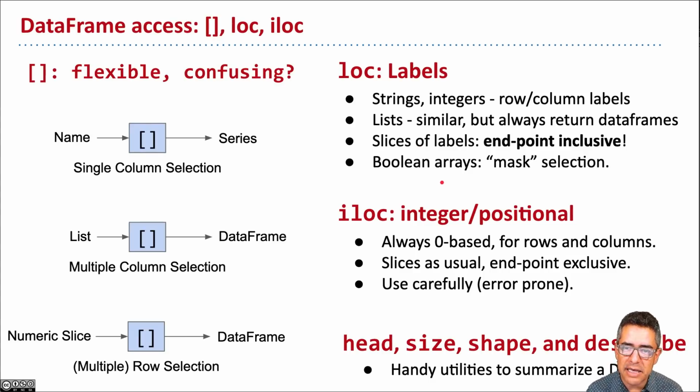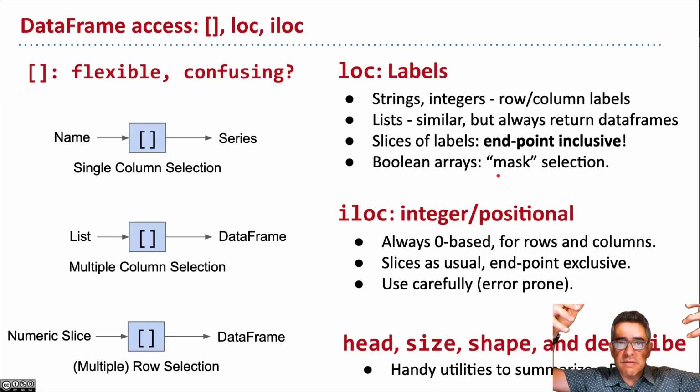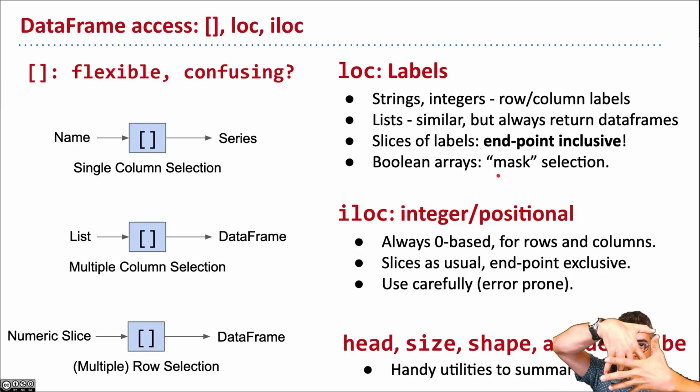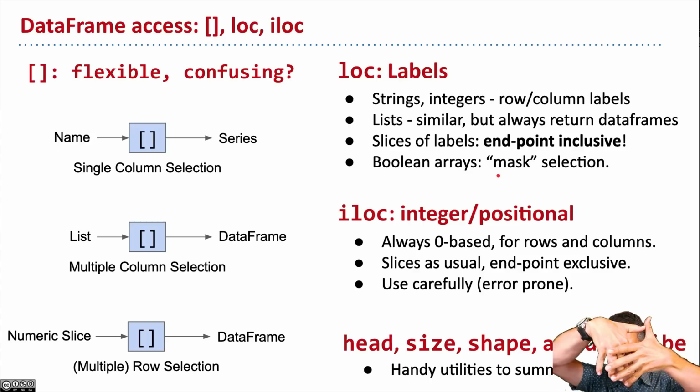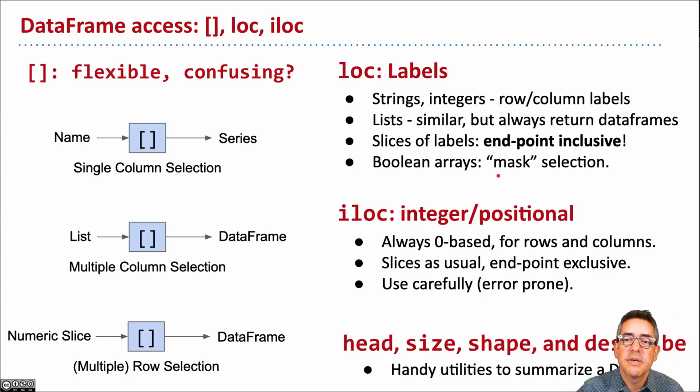You can also pass Boolean arrays, and in this case what you're asking for is to treat these arrays as masks. Effectively it's a list of row and column labels that are true and false, and you're taking the intersection of those two sets of true and false and retrieving data only where they're both true. So the rows and columns that are marked true on both.